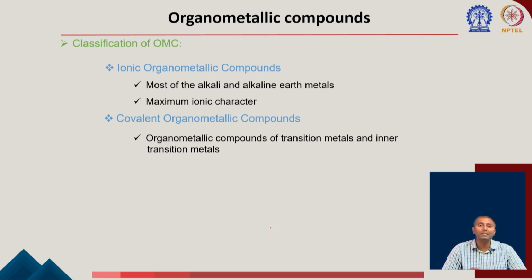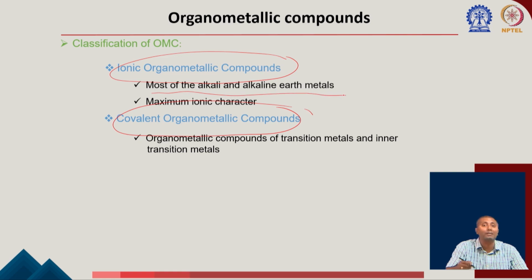Again, you can classify them as ionic organometallic compounds or covalent organometallic compounds. There are 2 different classes. From the terminology, you can clearly understand what is going to happen if it is ionic. It is mostly from the alkali and alkaline earth metals, meaning lithium, magnesium, those are the things we are talking about here. And they have maximum ionic character. That means these are mostly in the form of C minus and M plus. The other type is called covalent organometallic compounds. You are going to find a lot of these transition metal complexes, which you have studied, are actually in the class of covalent organometallic compounds.